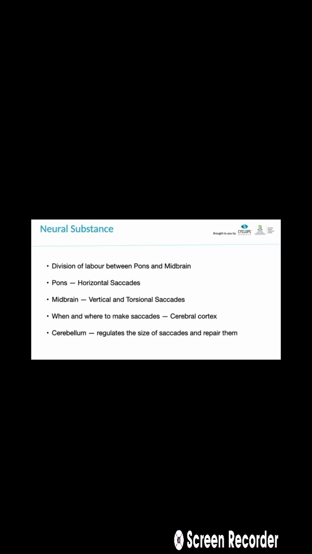The cerebellum is important for maintaining saccade accuracy and also for adaptation. It regulates the size of the saccades and repairs them. From the cortex, which decides when and where the saccade has to be made, particularly the frontal eye fields and the parietal eye fields, the signals directly go to the burst neurons in the brainstem.